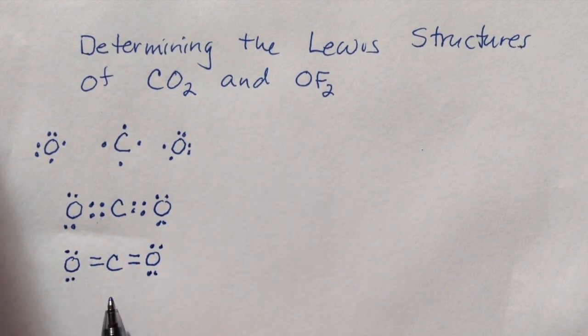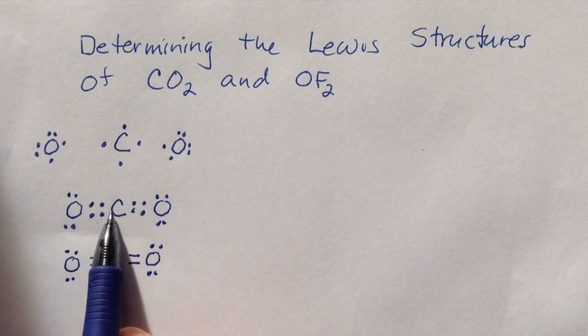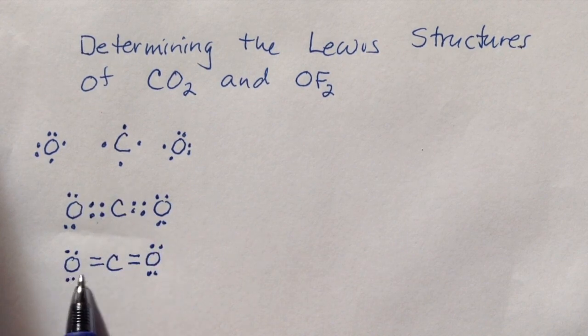So the Lewis structure for carbon dioxide has 2 double bonds. They're being shared with the oxygens, and carbon has no lone pairs. All of its valence electrons got shared with oxygens, but each oxygen has 2 lone pairs.